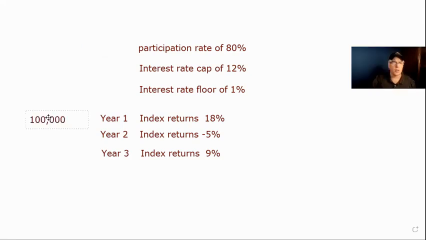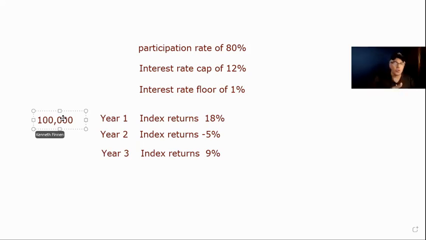So let's get going. We start the year with 100 grand, and then the index goes up 18%. Now, the problem is we have a cap. So let's bring out the handy dandy calculator, if we can ever get this thing working. I feel like I'm 400 years old. Okay, so we're going to do 18 times 0.8, and that's 14.4. But that's more than the 12 cap, so we earn 12%.